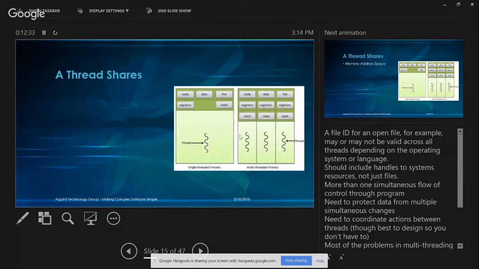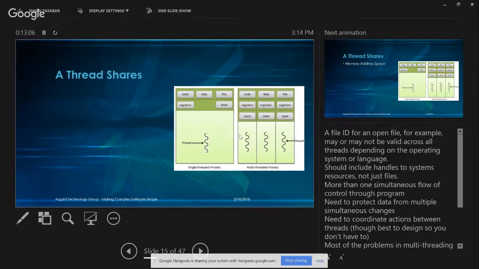The way to look at it is like this. In a single threaded application, you have code, you have data, it says file, but that's really just any kind of handle. So file handles, socket handles, database handles, all of that kind of stuff. You have the register and the stack, and then you have your flow of control for your single thread. When you go multi-threaded, what ends up happening is now you have multiple sets of registers, multiple sets of stack, and multiple threads of control.